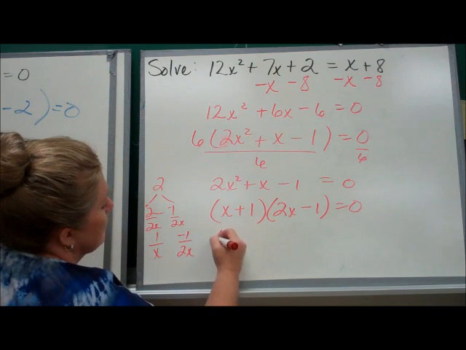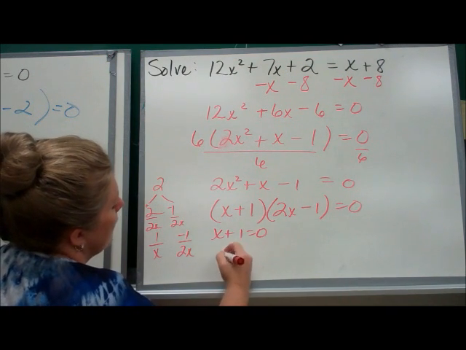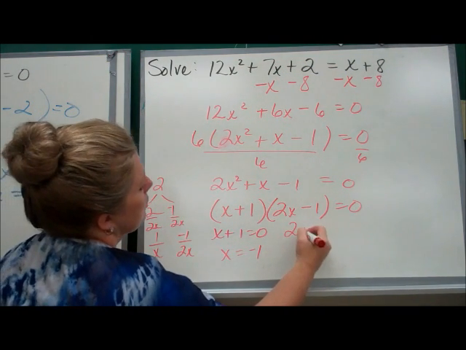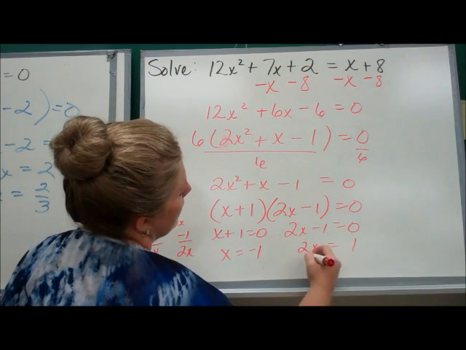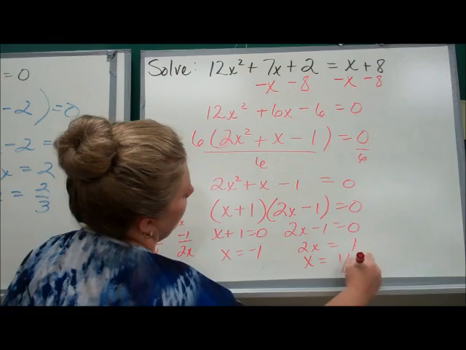Set each one equal to 0, so x plus 1 equals 0, x equals negative 1. 2x minus 1 equals 0, 2x equals 1, x equals 1/2.